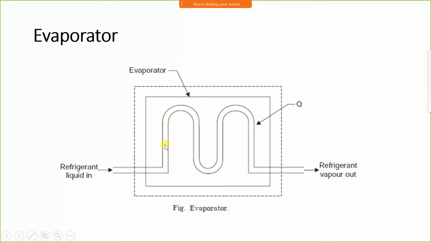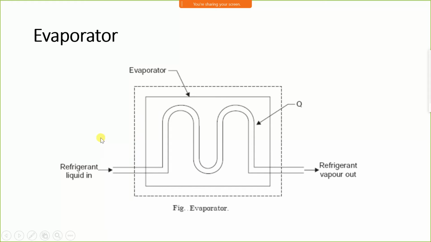As the temperature of the refrigerant increases, actually the evaporation temperature of the refrigerant is very low. Therefore, even at atmospheric temperature, it can evaporate. The liquid refrigerant gets evaporated. Therefore, this device is called an evaporator.